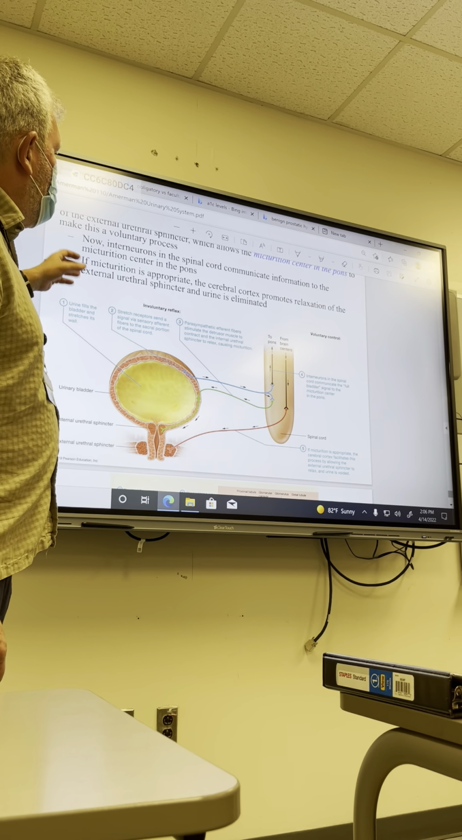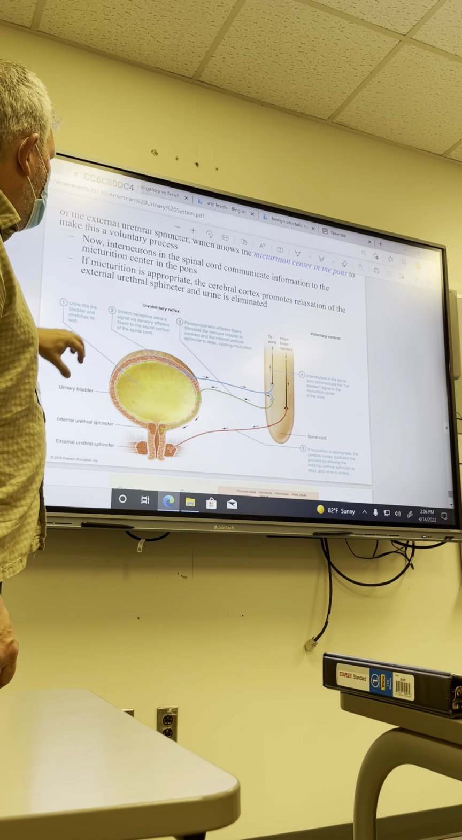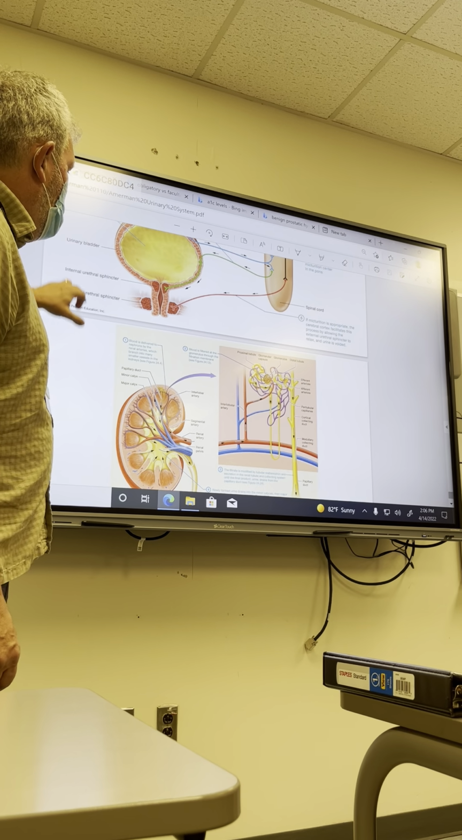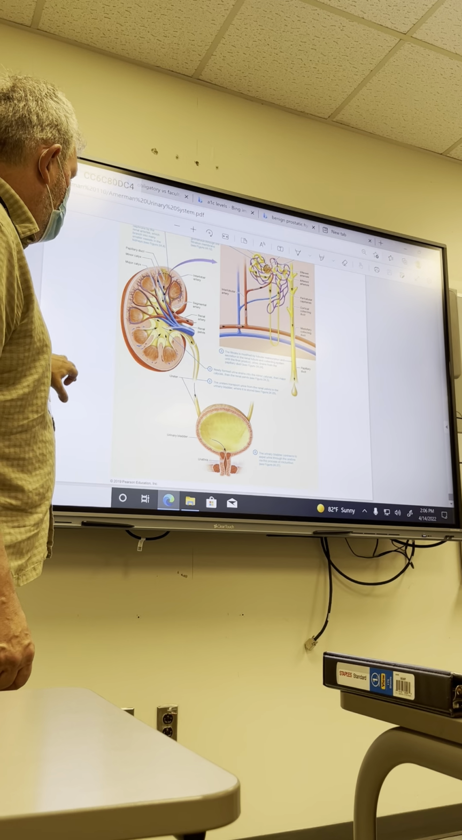All right, so we've already said cerebral cortex can promote the relaxation of the external ones, and you can go even when the time is being up.